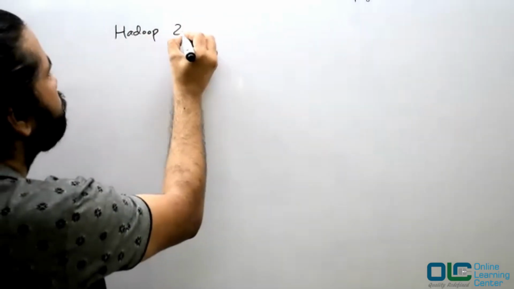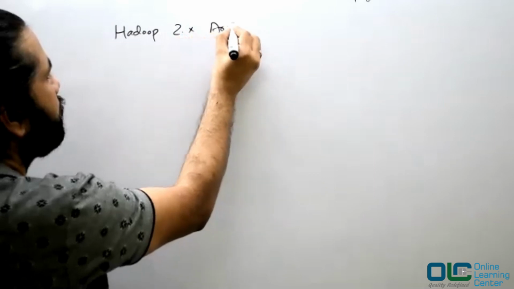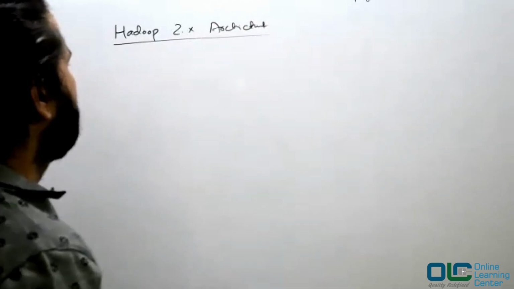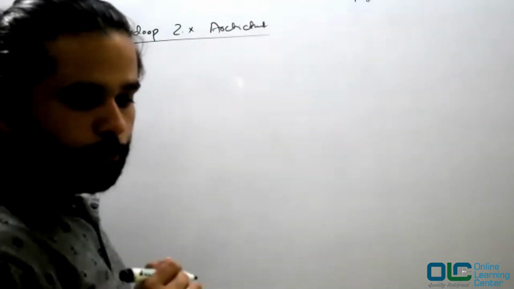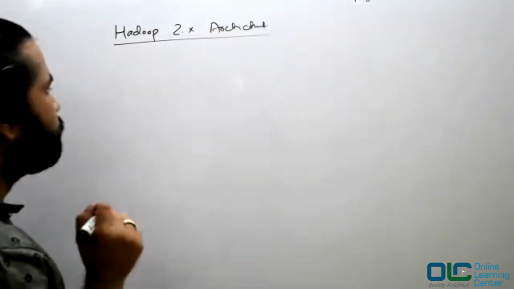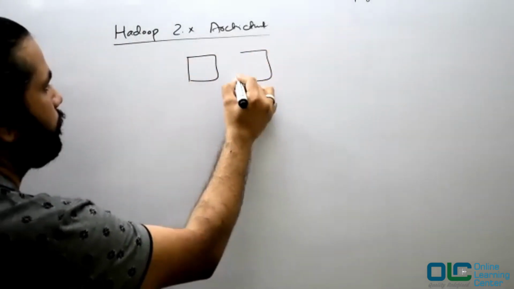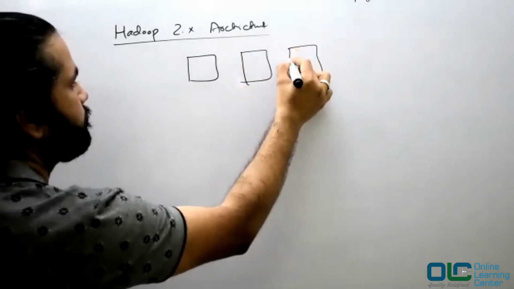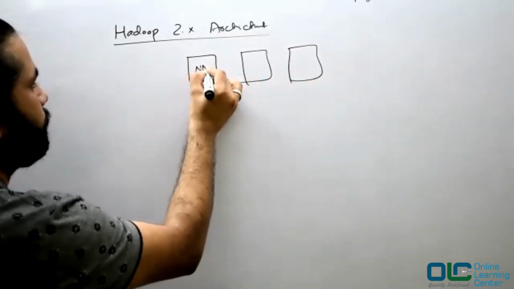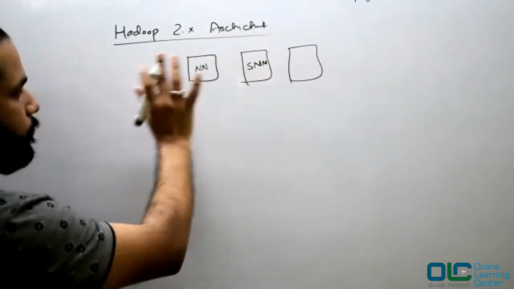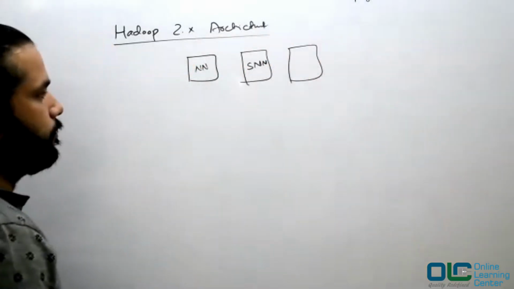Hadoop 2.x architecture. Now in Hadoop 2, you have almost similar stuff. You have name node. So this is your name node. This is your secondary name node. Of course, there can be multiple name nodes. I'm not just writing them out.